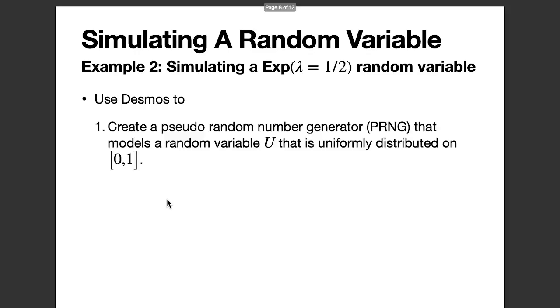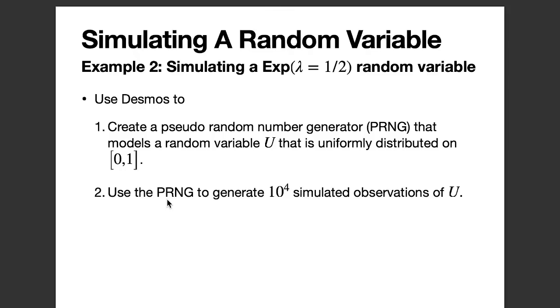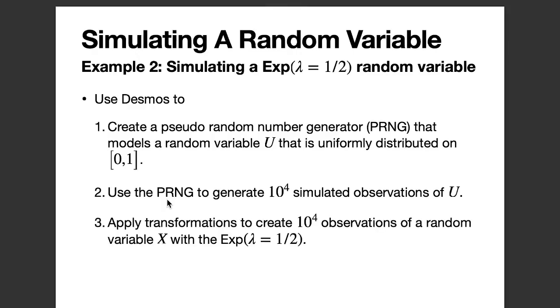What we want to do in this example is simulate an exponential random variable with parameter lambda equal 1/2. To use Desmos to do this, we're first going to create a random number generator that models the uniform distribution on 0, 1. That's the first step in every application of the inverse CDF method. Then we'll generate 10,000 simulated observations from the uniform distribution on 0, 1. Then we'll apply transformations to create 10,000 observations of our exponential random variable with parameter lambda equal 1/2.